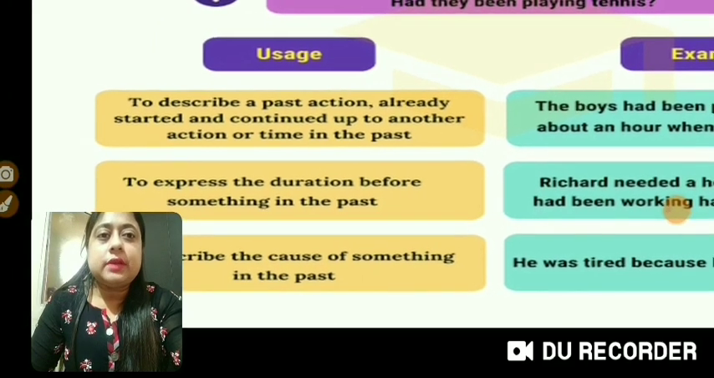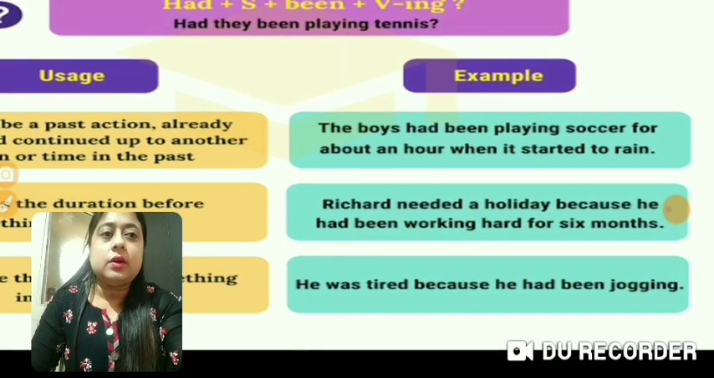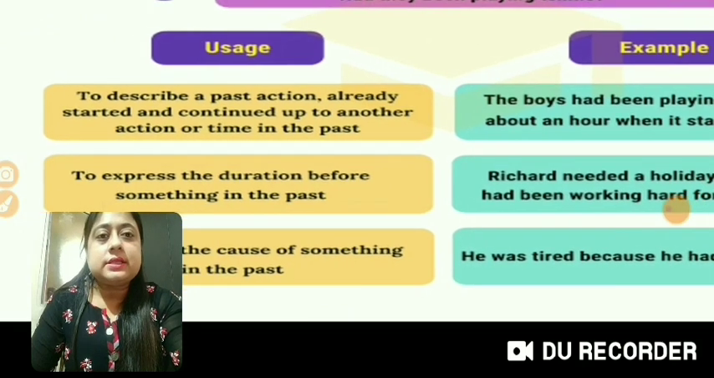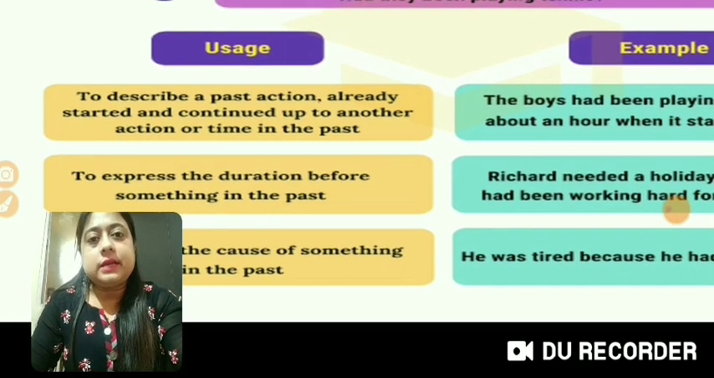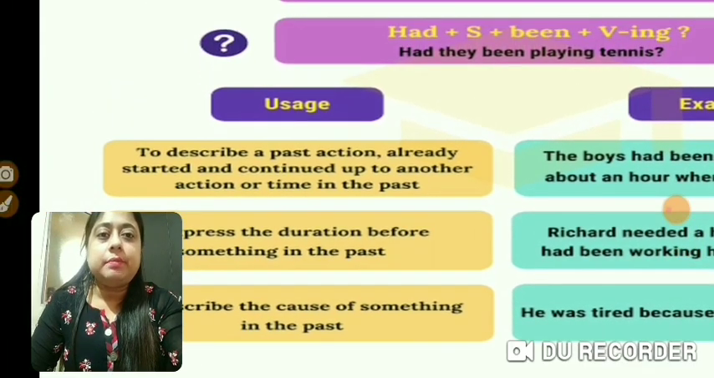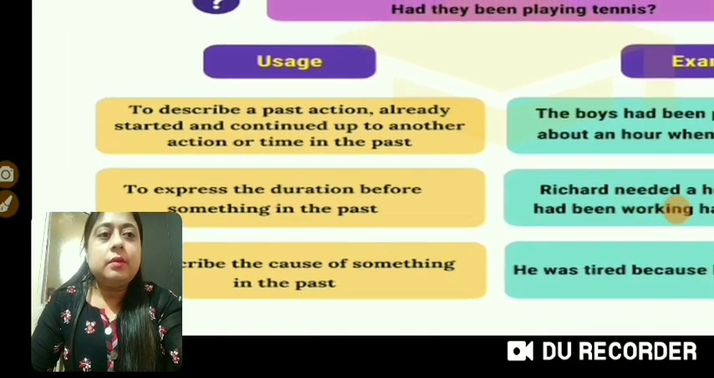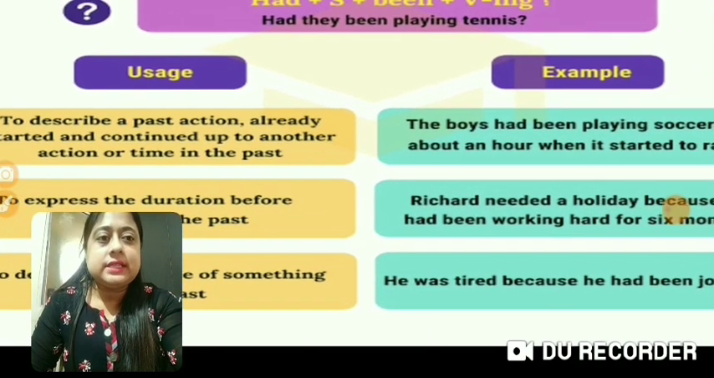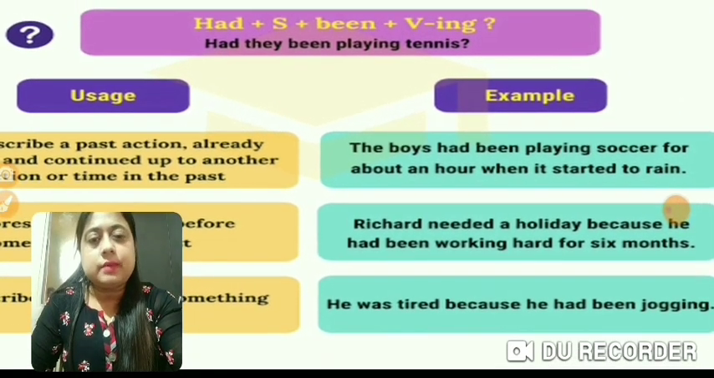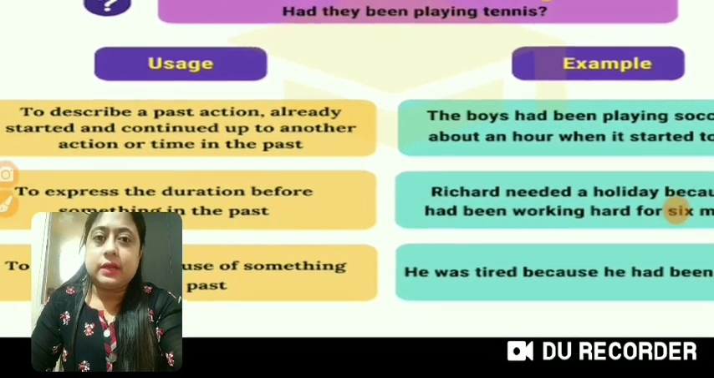To express the duration before something in the past. For example, Richard needed a holiday because he had been working for 6 months. So both the time duration and the action we mention have happened in the past. And to describe the cause of something in the past. For example, he was tired because he had been jogging. So because he was doing some action in the past, the result of that is that he became tired.